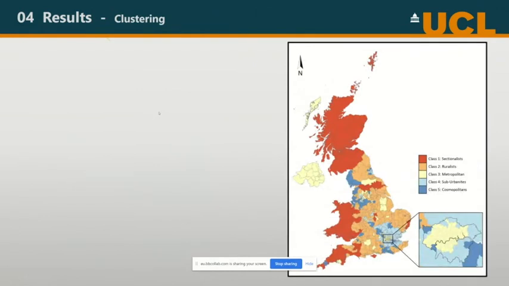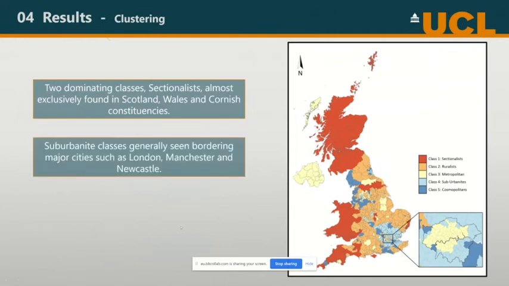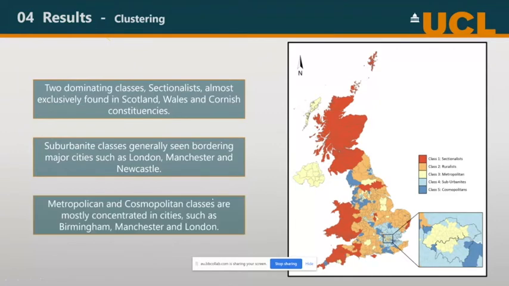And this is just a thematic map of those results. As you can see, there are 2 dominating classes: the sectionalist class, which is almost exclusively found in Scotland, Wales and Cornish constituencies; a suburbanite class generally seen bordering major cities like London, Manchester and Newcastle; and the metropolitan and cosmopolitan classes, which are generally concentrated in cities such as Birmingham, Manchester and London.